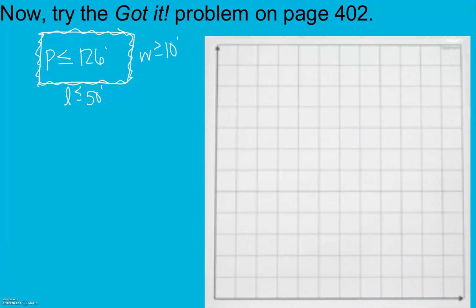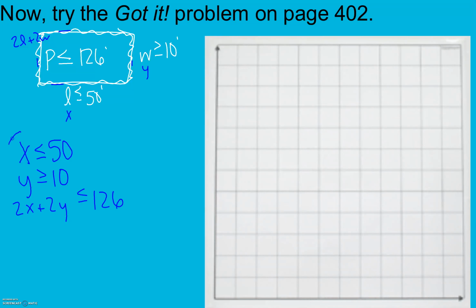So we can come up with a system of equations here. Length, which I'm going to make x, and width, I'll make y. Again, it doesn't matter. x could be less than or equal to 50. y could be greater than or equal to 10. And my perimeter, in order to find perimeter, it's 2L plus 2W. It's a length and a length and a width and a width. So here I have 2x plus 2y is less than or equal to 126. And this is my system of inequalities.